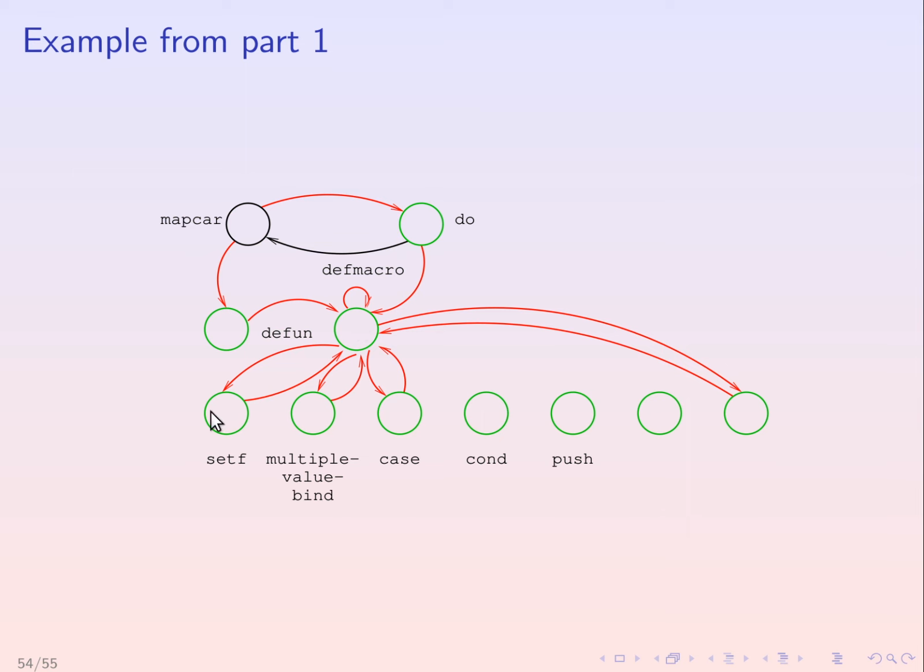And what we see down here is another example in part 1 that I showed from ECL. The defmacro needs all these macros in order to be compiled. And the way ECL broke up these circular dependencies is that all of these macros here in ECL were written using something other than defmacro.